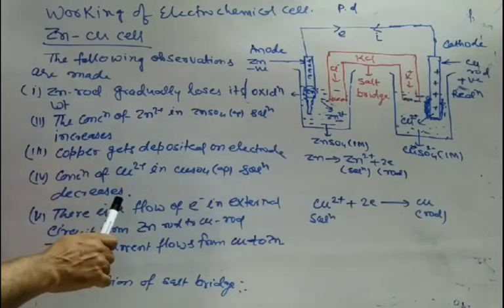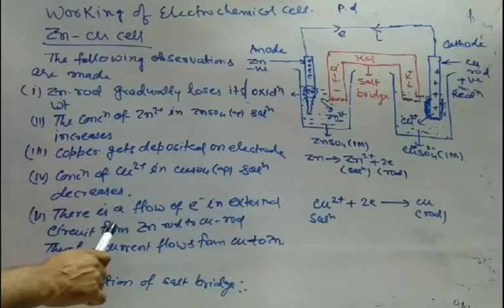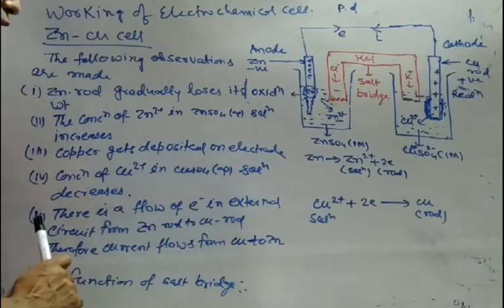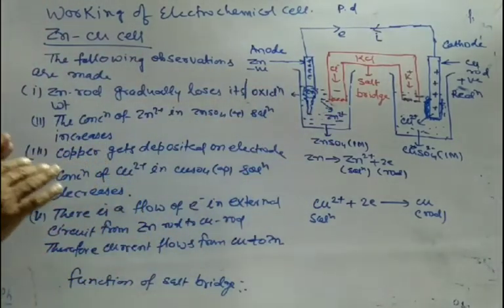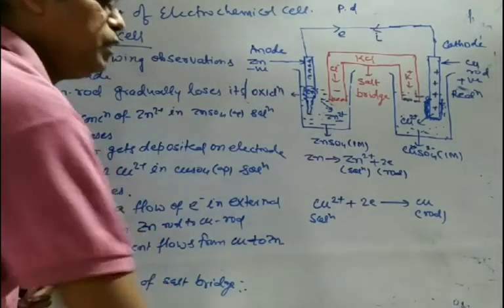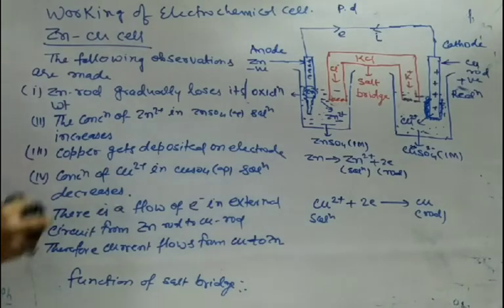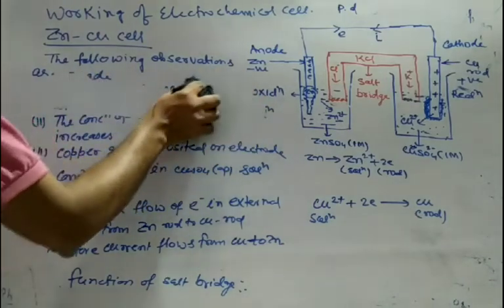There is a flow of electrons in the external circuit from the zinc rod to the copper rod, and therefore the current flows from copper to zinc. This is the simple working of the cell. Now, what will be the cell reaction? See, what is the cell reaction here?